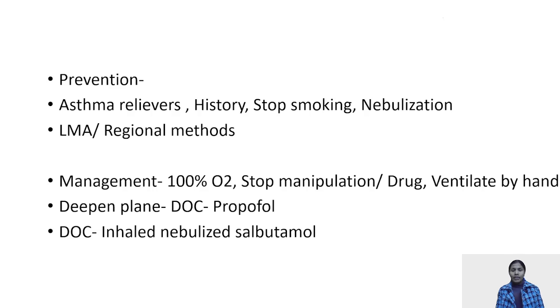If the patient is a known asthmatic, COPD, or a chronic smoker, it is always preferable to take that case under regional anesthesia or after the introduction of supraglottic devices. Now, how do you manage bronchospasm is asked. First, we have to provide 100% oxygen to the patient.